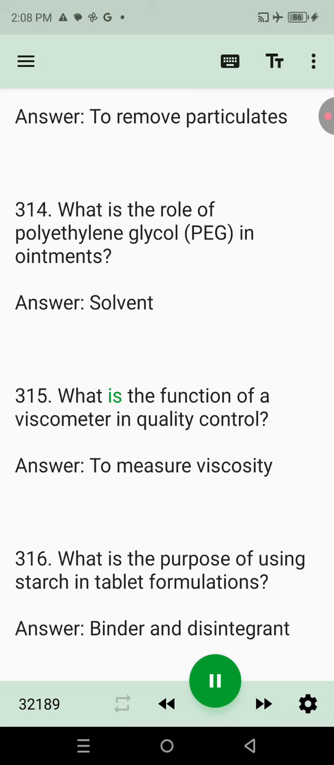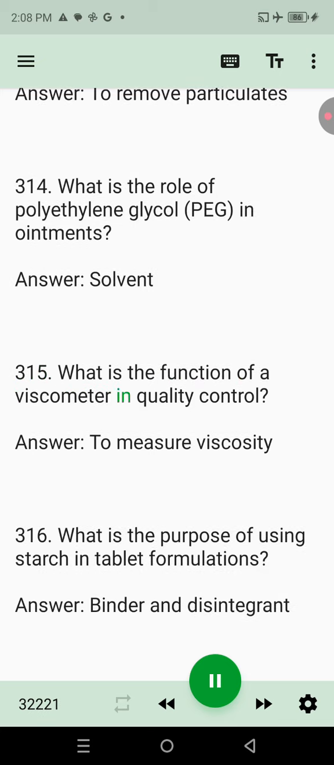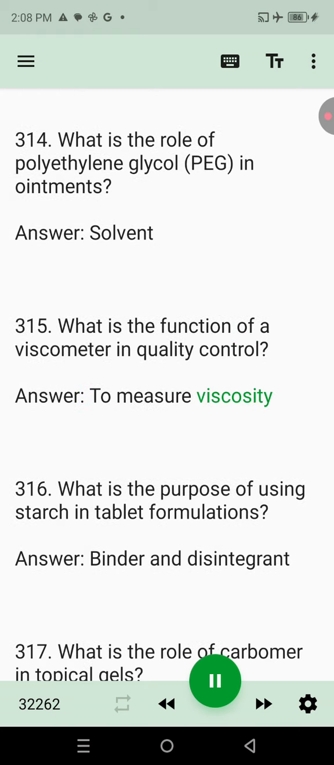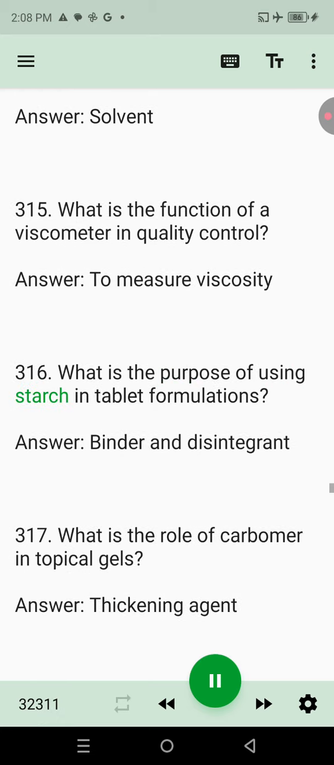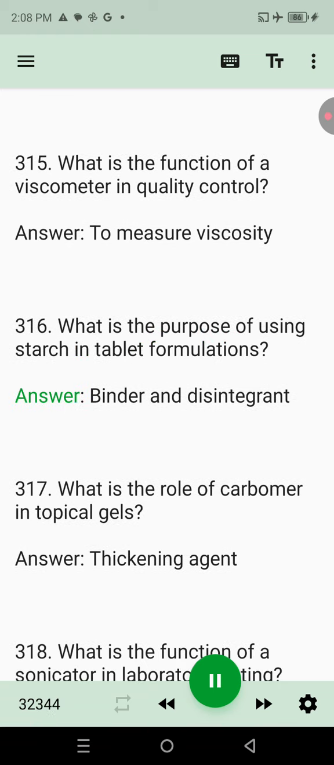315. What is the function of a viscometer in quality control? Answer: to measure viscosity. 316. What is the purpose of using starch in tablet formulations? Answer: binder and disintegrant.